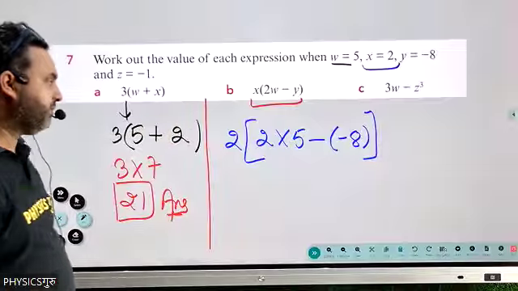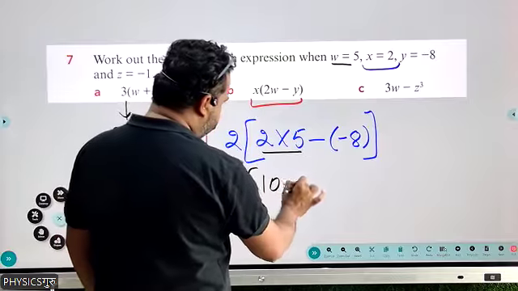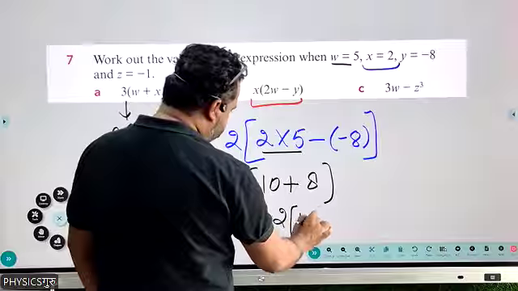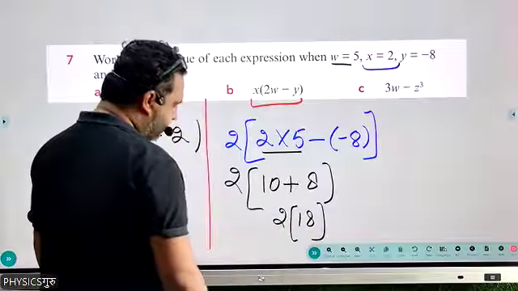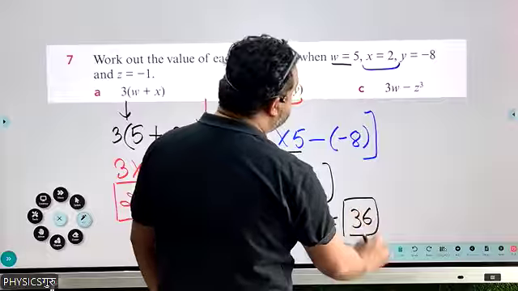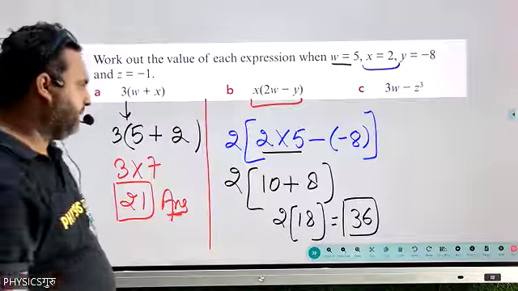Now, simplify. So it is 2 times (5 times 2 is 10). 10 minus minus is plus 8. So 2 times (10 plus 8), which is 18. 18 times 2 is 36. 36 is the required answer.